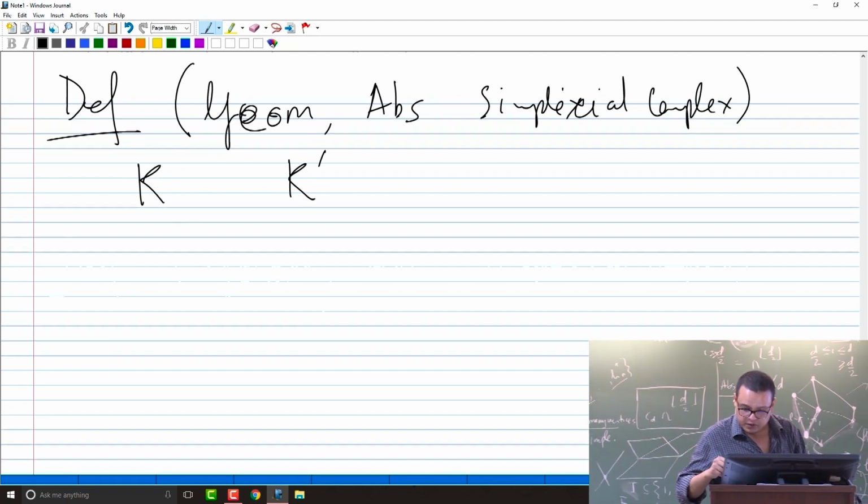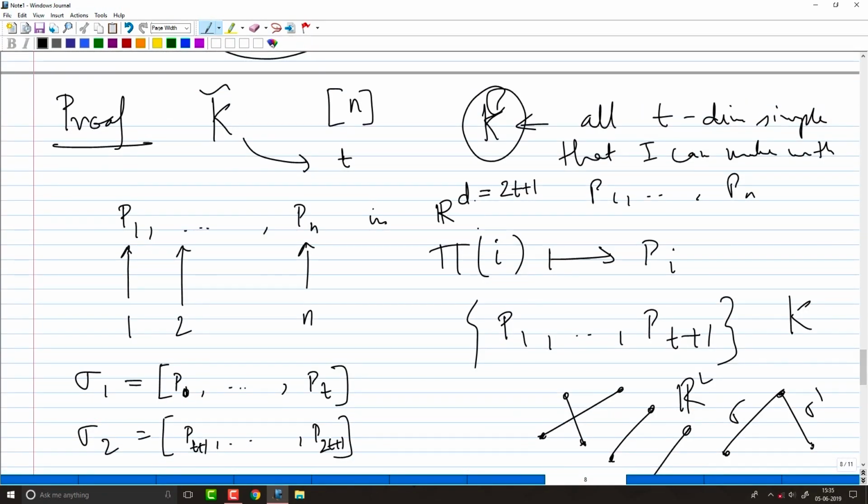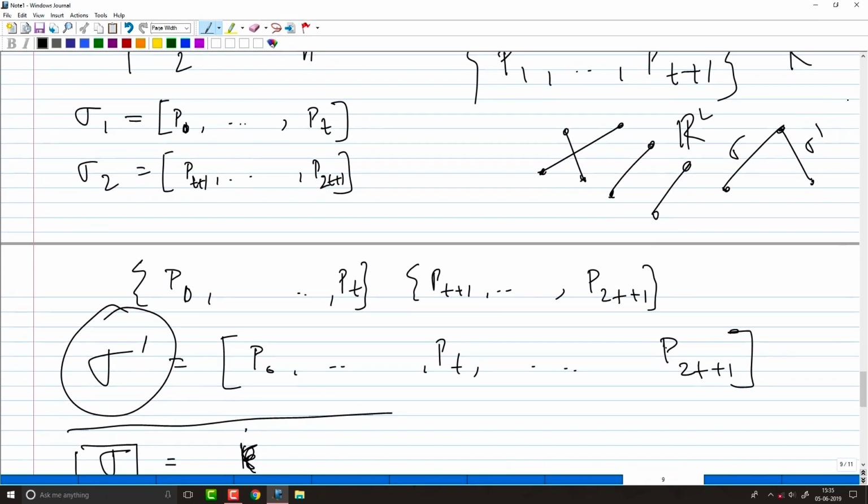Which dimension should be t plus 1? Can you come again? Where did we use the fact that any subset of size d plus 1 from p1 to pn is affinely independent? See, when I said that this simplex sigma prime has dimension d, where d is equal to 2t plus 1, I said this is a valid geometric simplex. It won't be a valid geometric simplex unless these points are affinely independent. That is where we use it.